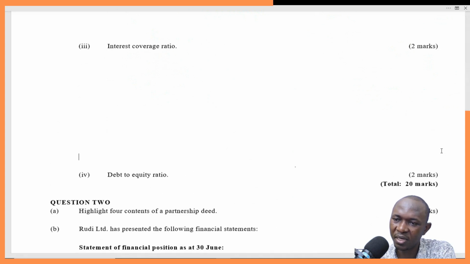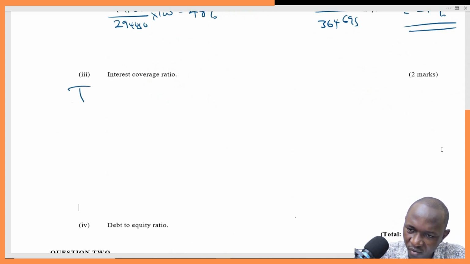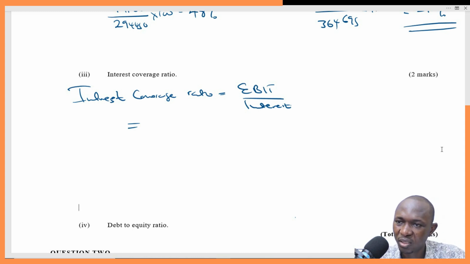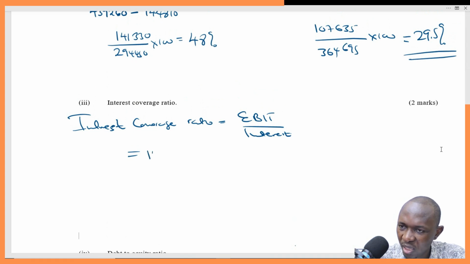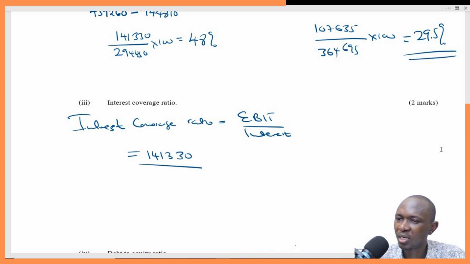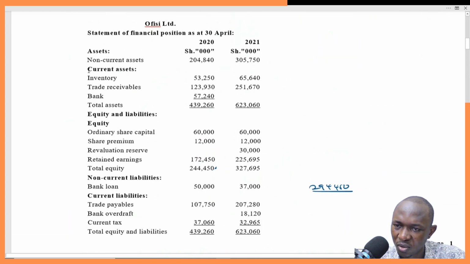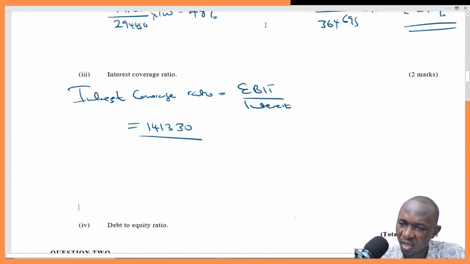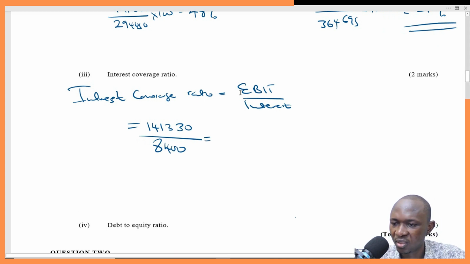The next question is interest coverage ratio. The formula for interest coverage ratio. Now we have so many interest coverage ratios. I'll stick to the most common one, which is the EBIT over interest. I think we already have EBIT. If we go with the same assumption, our EBIT here will be 141,330 over interest. Now our interest will be the finance costs. If that is what we assumed as our interest, it's 8,400. Now ICR measures the number of times the company can meet its interests.